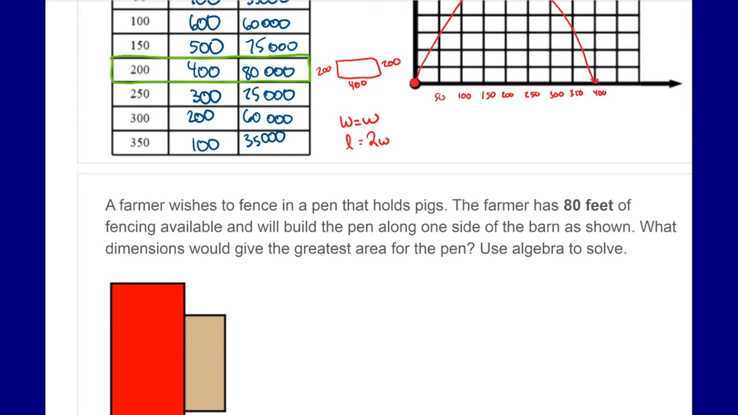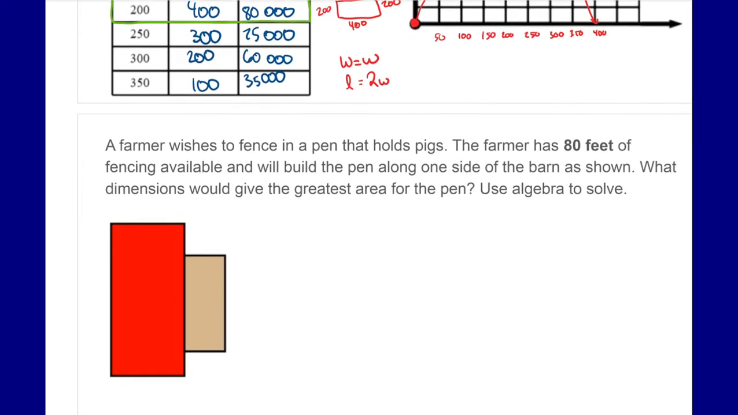So let's look at some examples. A farmer wishes to fence in a pen that holds pigs. The farmer has 80 feet of fencing available and will build the pen along one side of the barn as shown. What dimensions would give the greatest area for the pen? And we want to use algebra to solve. So using what we just found, that when we're enclosing something with 3 sides, the width will equal the width and the length will equal twice the width.